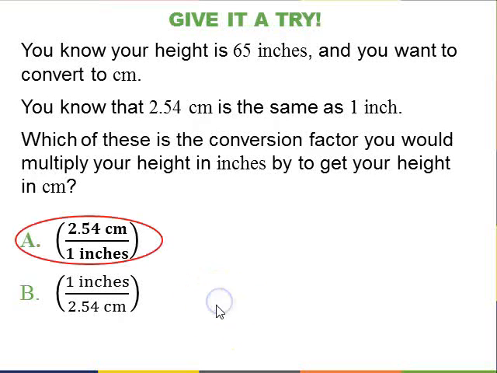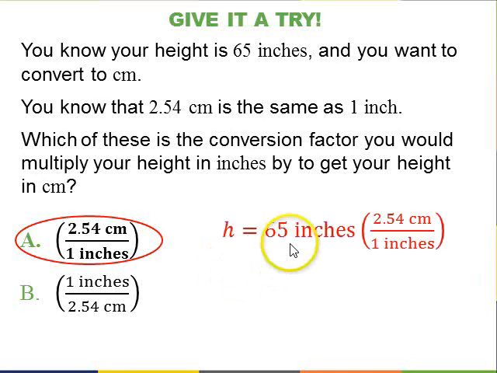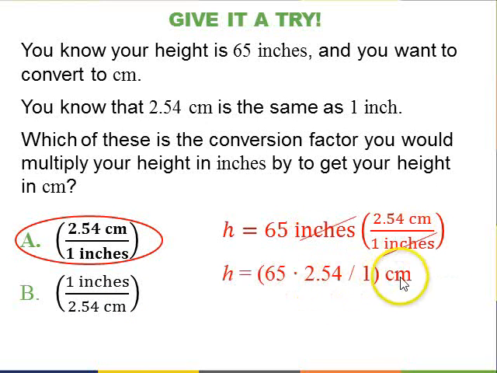Okay, so hopefully you answered A. The idea here is that inches is on the top for 65, so you set up the ratio so that inches is on the bottom. That way inches cancels with inches, and you get centimeters. And what you plug into your calculator is 65 times 2.54 divided by 1, and you get 165. And that sort of makes sense.